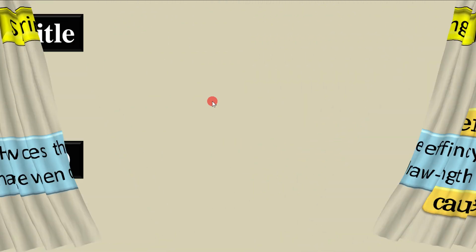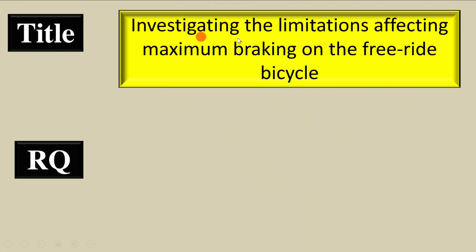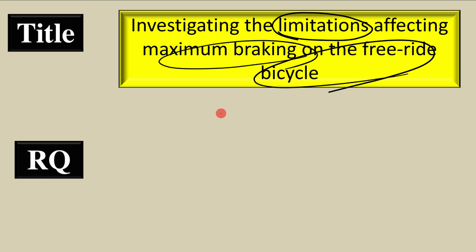Look at this one. Suppose that the title is: Investigating the limitations affecting maximum braking on the free ride bicycle. The title is good, it is in the form of a statement, not a question, not too long, and seems to be in the field of physics and focused on limitations affecting maximum braking in a free ride bicycle. Everything is okay. The title is good.